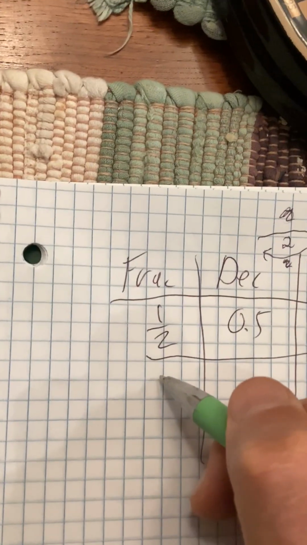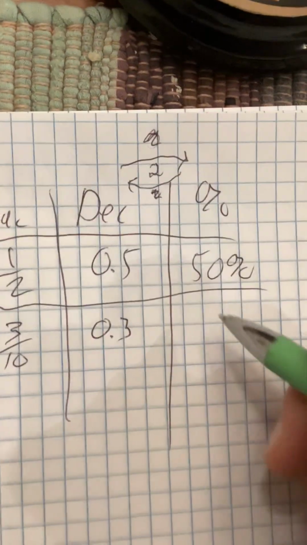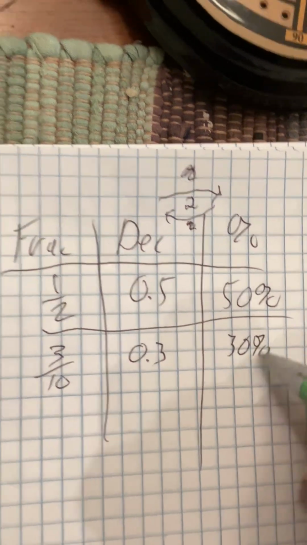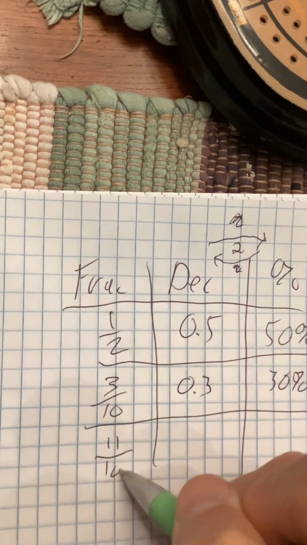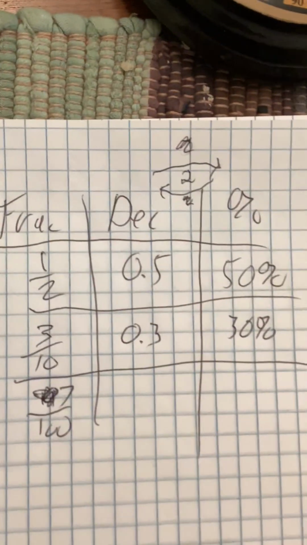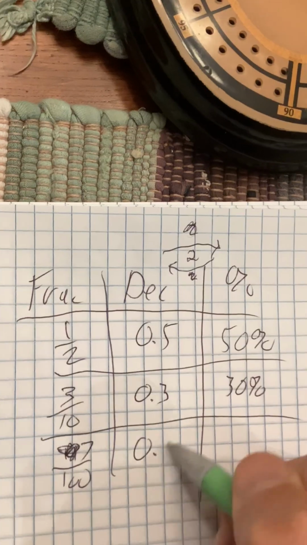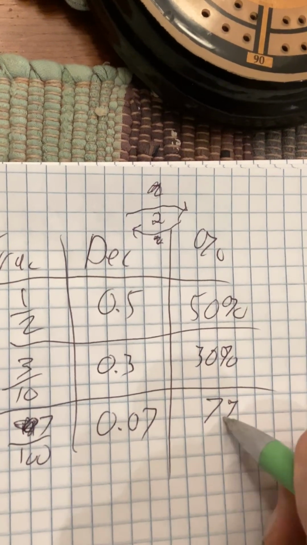What if you had 3 tenths? Well, that would be 3 tenths, which would be 30%. What if you had 11 hundredths? Or how about 7 hundredths? Well, that's 7 hundredths, which is 7%.